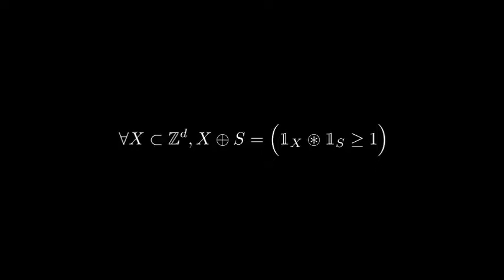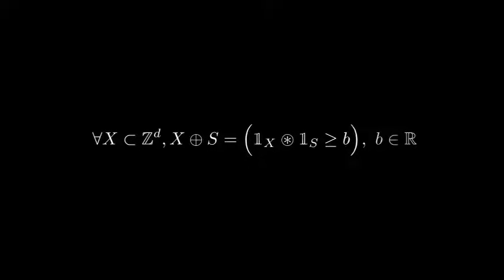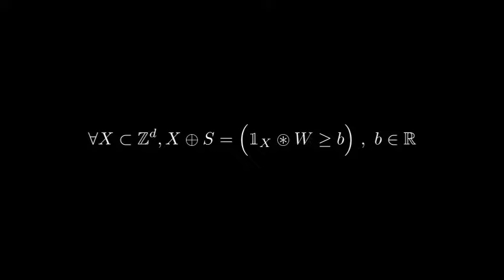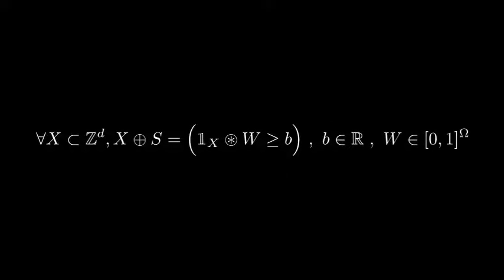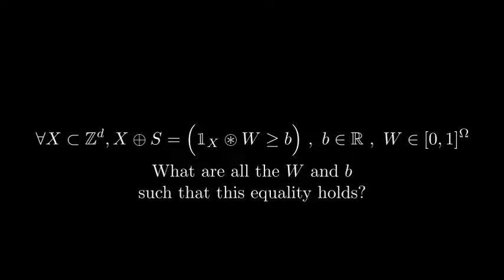Now let us try and generalize this equation. We replace the threshold by a real value b, and we replace the binary s by a real weights matrix w normalized between 0 and 1. What is the relationship between w and b that still ensures us the equivalence between morphology and convolution?